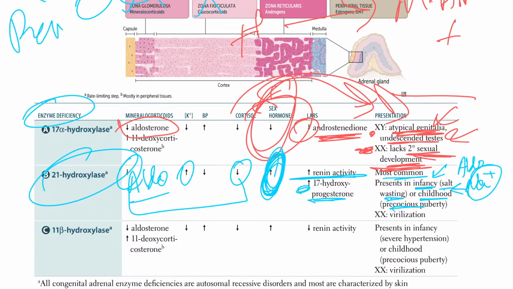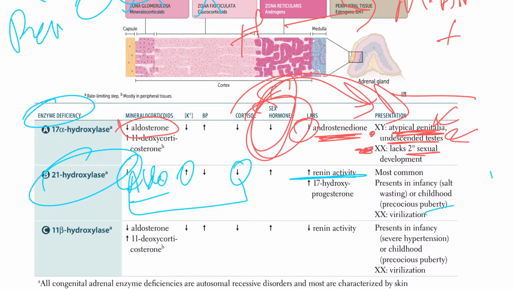precocious puberty, which is because of all of that high level of sex hormones are going to cause childhood precocious puberty. In females, it's just virilization. In females, it's just going to be virilization. Now you ask, what is virilization? Virilization is basically women develop male pattern hair growth and men masculine features.